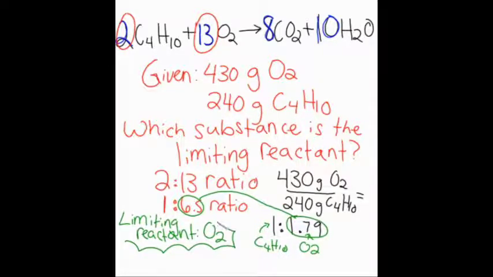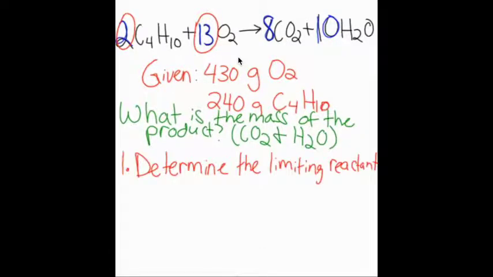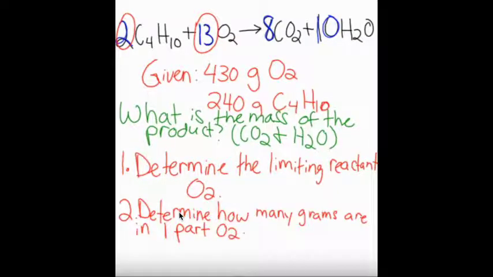But you're going to be using this to further solve the problem. So we've got a couple of questions. The first question is, what is the mass of the product? We want to find out what the mass is of water and what the mass is of carbon dioxide, based on knowing what the limiting reactant is and knowing what the masses are, what the coefficients are. So step 1, determine the limiting reactant. We already did that. It's oxygen. Awesome. Step 2, determine how many grams are in 1 part of oxygen.